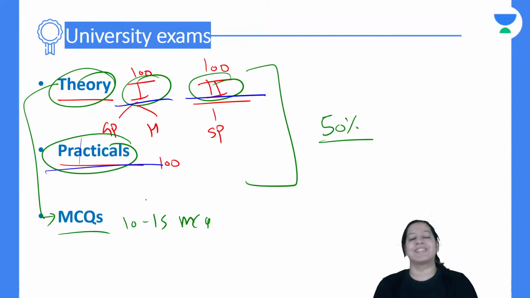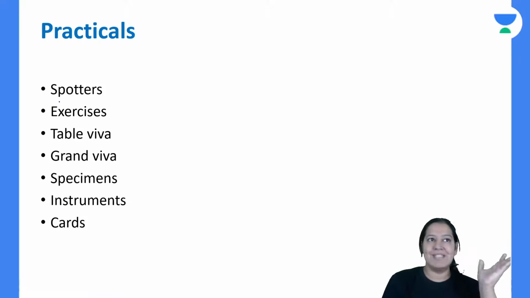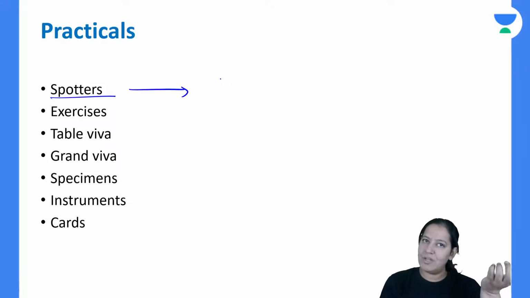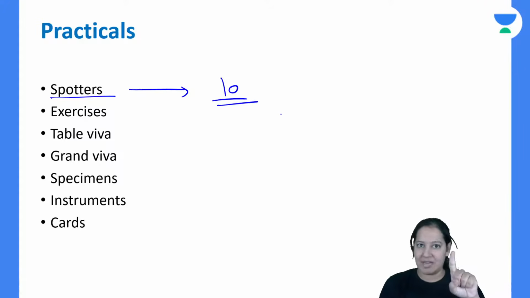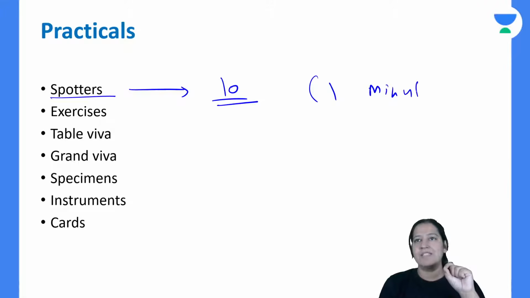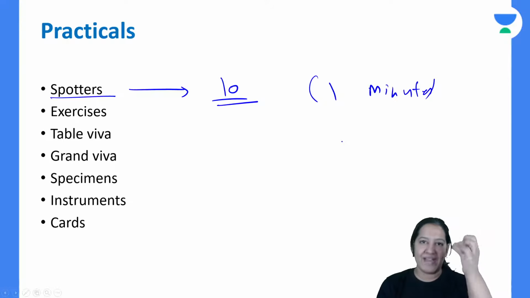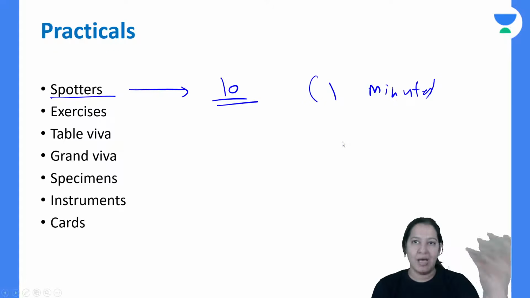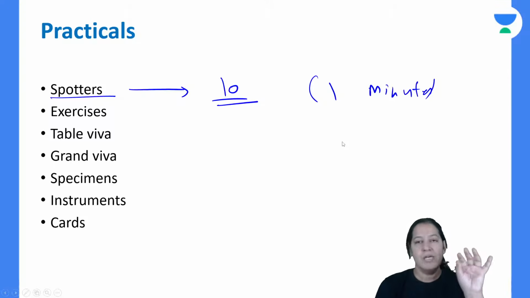Coming to practicals. What about practicals? In practicals you have spotters. In most universities, you will get 10 spotters, 1 mark each. In a spotter, you will get a time of 1 minute. Within 1 minute, you have to identify the specimen, and whatever question is asked about it, you have to write in your exam. So that is a spotter.